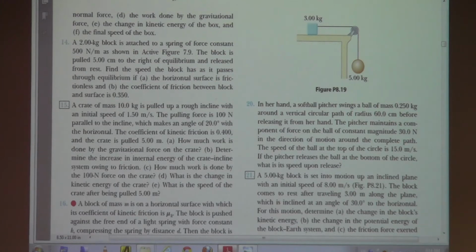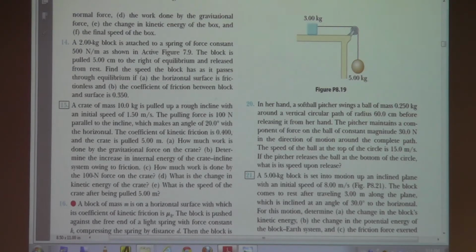Those are centimeters. So if we're going to do energy in joules, we want to make sure that our distance is in meters, right? A joule has a kilogram and a meter inside of it. Now they already gave me mass in kilograms, so I just quickly noticed that, but the 5 centimeters is important. It is pulled to the right of equilibrium and released. So that was the picture showing.